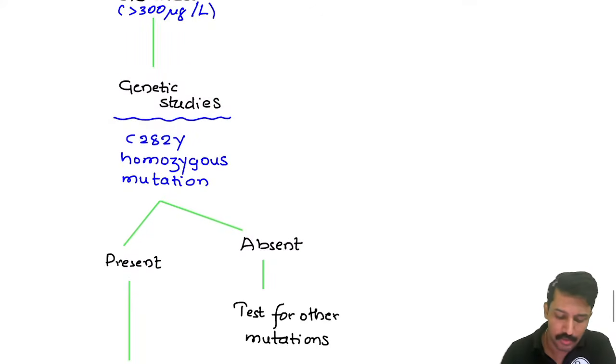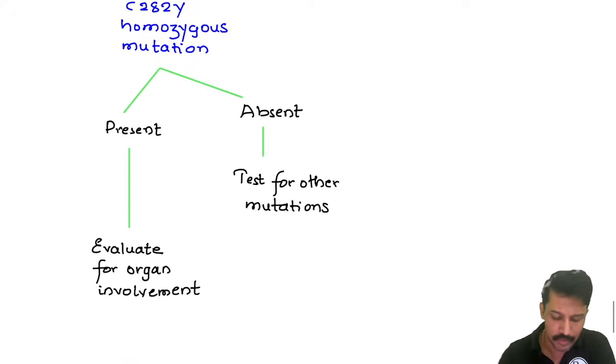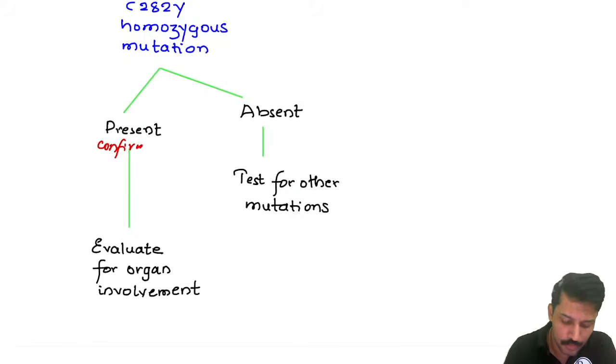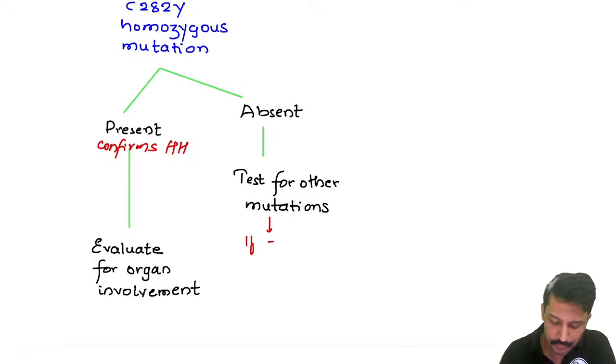In the genetic studies, the first genetic abnormality I will be looking for is the most common mutation, which is C282Y homozygous mutation. If it is present, the diagnosis is established. It confirms that you have hereditary hemochromatosis. If it is absent, it does not immediately rule it out. We have to test for other mutations. And if other mutations are present, again, it still confirms hereditary hemochromatosis.